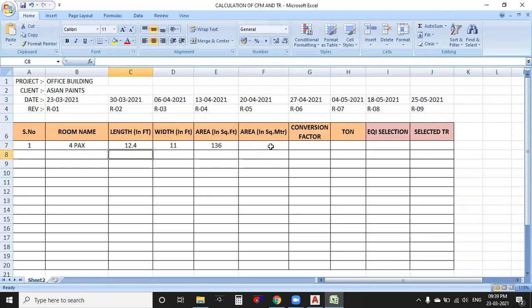From square feet to square meters, the conversion factor: take the area in square feet divided by 10.76. This is your conversion factor. From square feet to square meters, divide by 10.76. If it is square meters to square feet, multiply square meters into 10.76. Everyone aware of that conversion factor? No, sir, this is the first time. Okay, right.